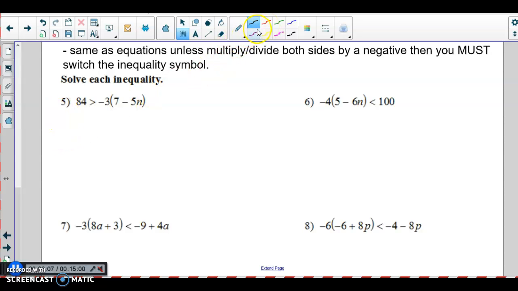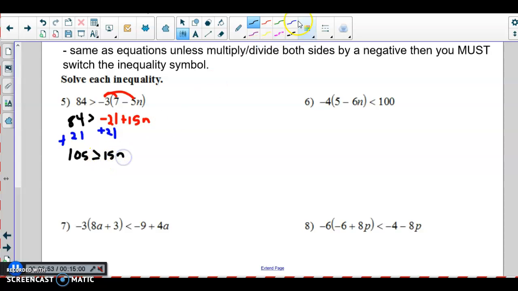I will show you when I have a little bit more time in class tomorrow why this happens. So if I look at this first example in 5, it works the same as the ones we just did above. I'm going to distribute the -3 first. That gives me -21 plus 15n. Everything else about this inequality stays the same. I still want to isolate the variable. It doesn't matter which side. So by the way, you don't have to put it on a certain side. Some of you may prefer the left, but it doesn't matter. So I'm going to isolate that n, so I'm going to have to add 21 to both sides. And here I get 105 on this side is greater than 15n.